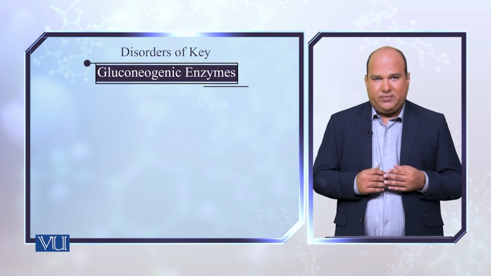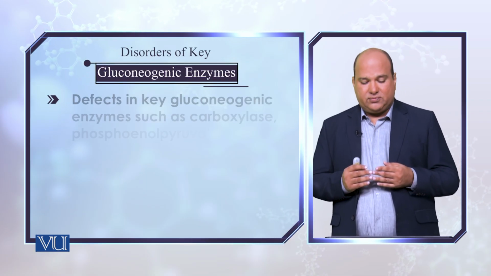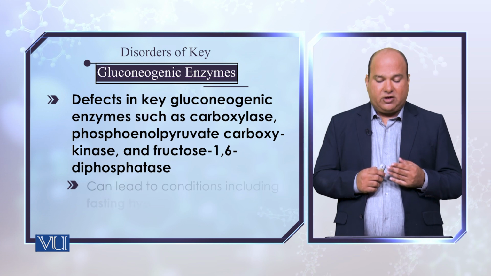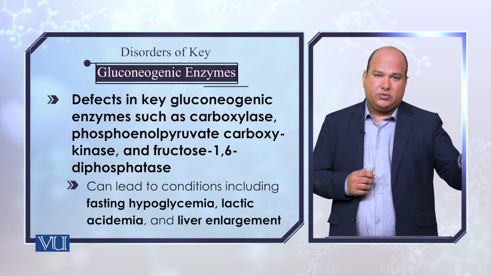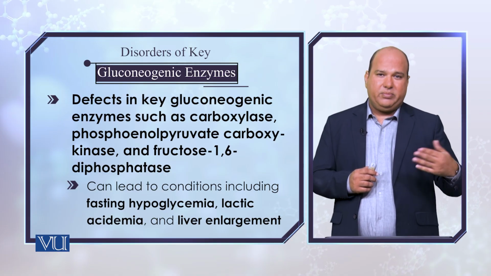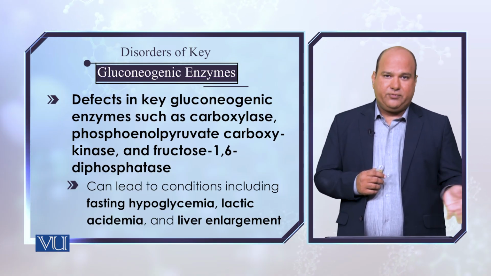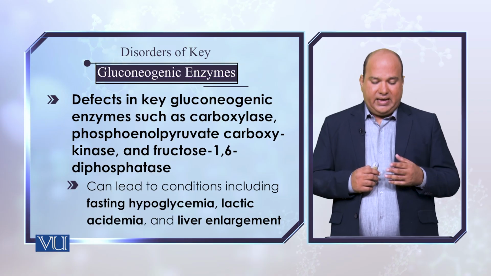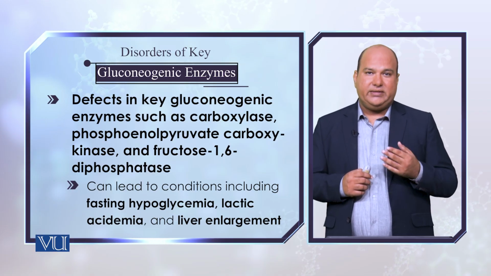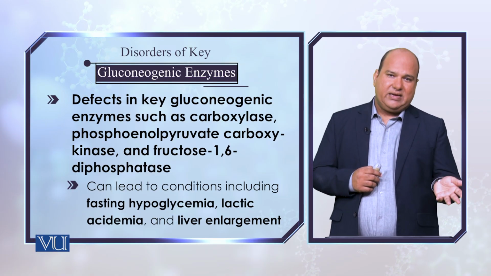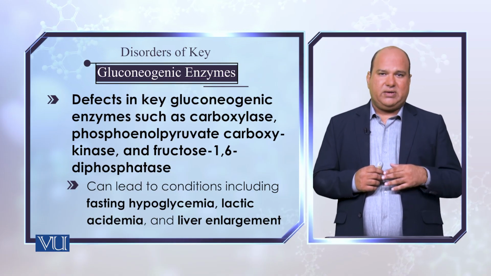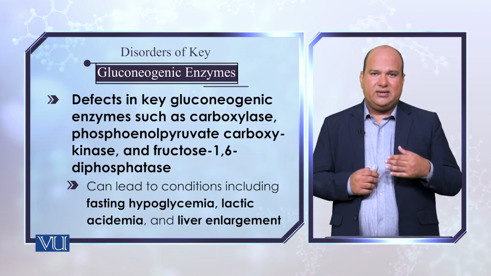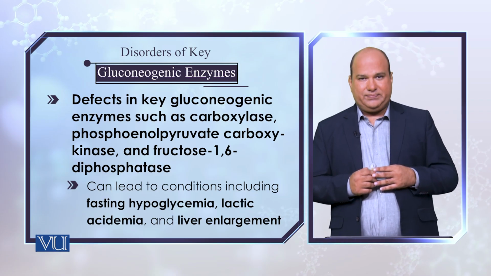The enzymes involved: one we have already mentioned, glucose 6-phosphatase, and then there are carboxylases, there is phosphoenolpyruvate carboxykinase, of course an enzyme which is involved in the formation of phosphoenolpyruvate from pyruvate, and then fructose 1,6-bisphosphatase, again an enzyme which is involved in the dephosphorylation of the fructose 1,6-bisphosphate, and eventually you get fructose 6-phosphate.